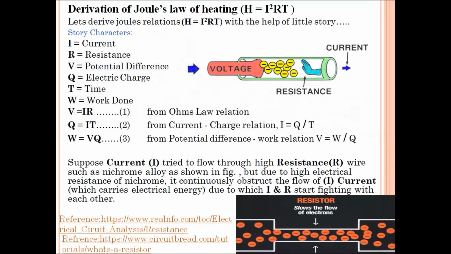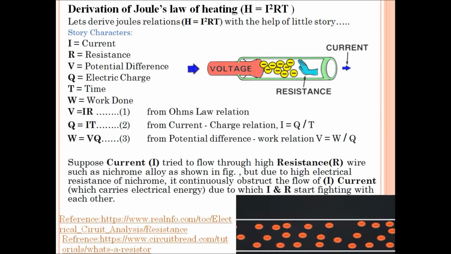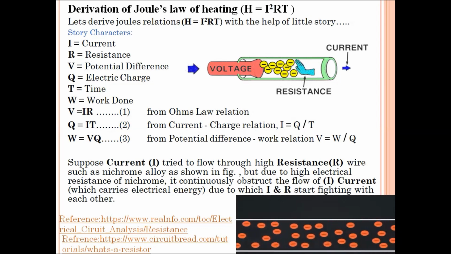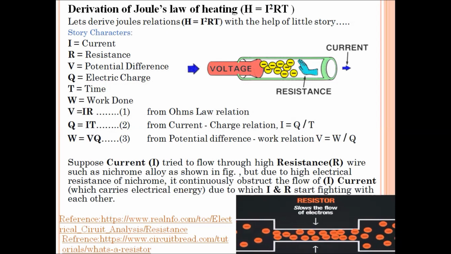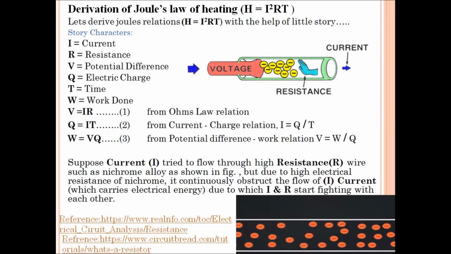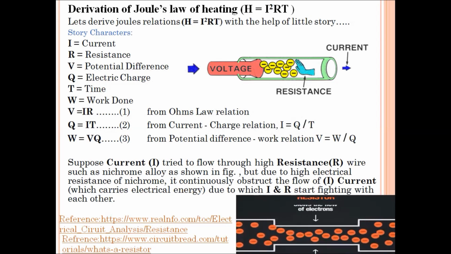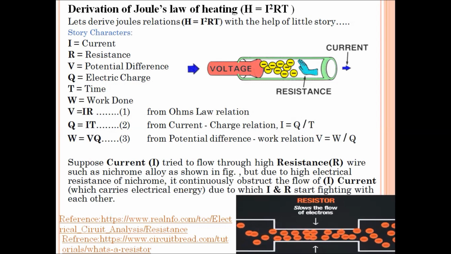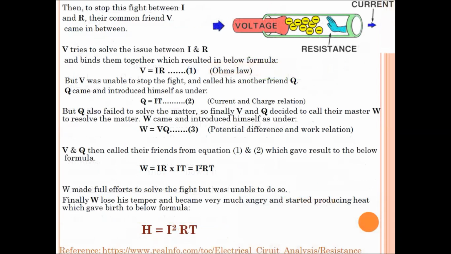Let us derive Joule's relation with the help of a story. The story characters are current, resistance, potential difference, electric charge, time, and work done. From the figure, we find that current tries to move through the wire, but the resistance wire nichrome continuously obstructs its motion, which leads to a fight between current and resistance. To solve this matter, their common friend V came in between and advised them not to fight. V tries to solve this issue and binds them together, which resulted in the below relation V equals I R.